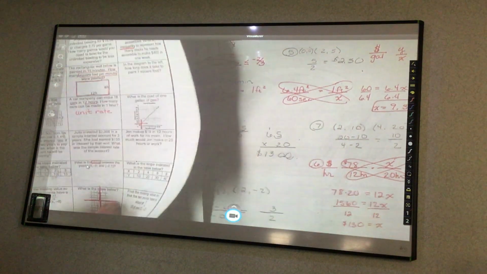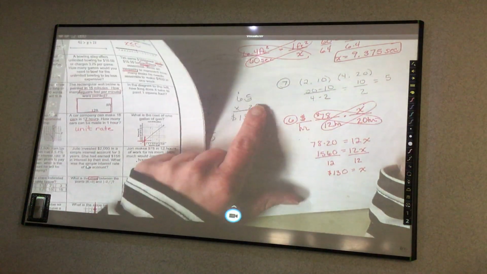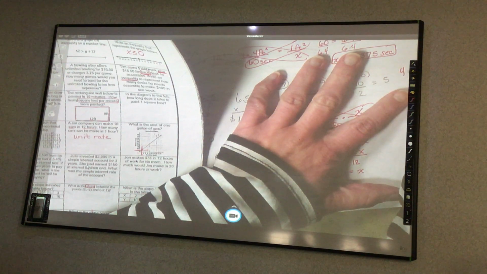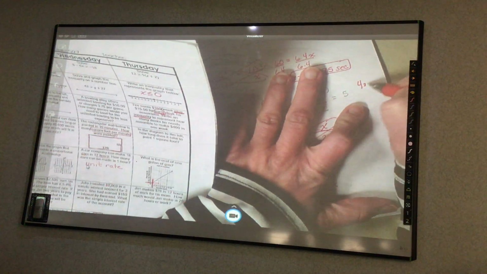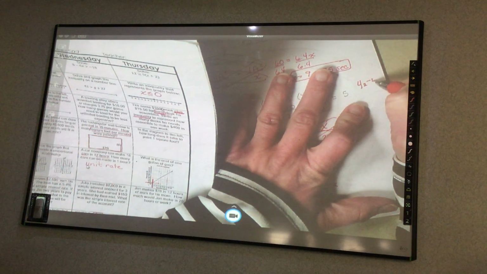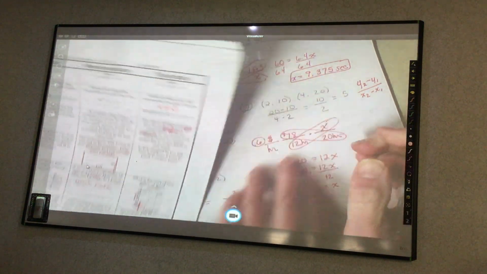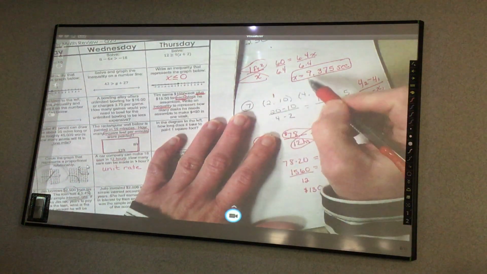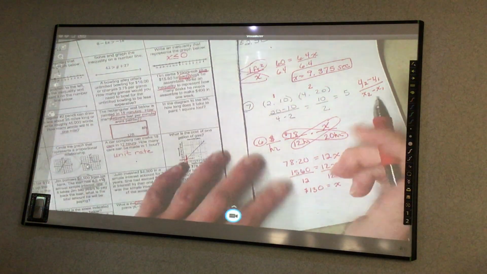Number 7, we're talking about slope. Every day we're going to write the formula for slope, and I didn't write it on here. The formula for slope is y2 minus y1 over x2 minus x1. And when they give you the points, the first one is always our number 1s, the second one is always our number 2s.